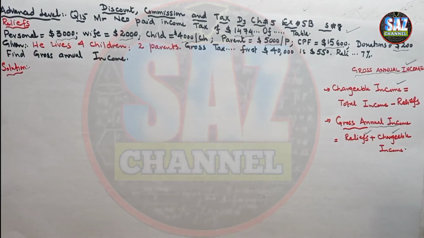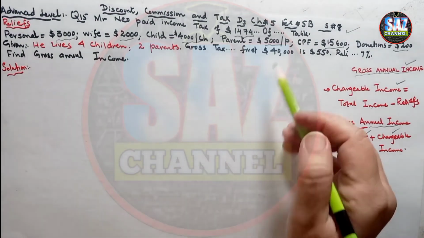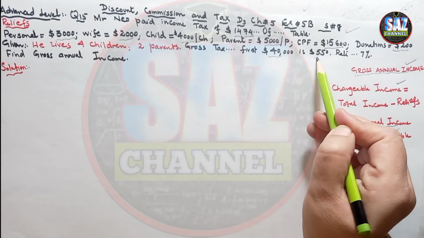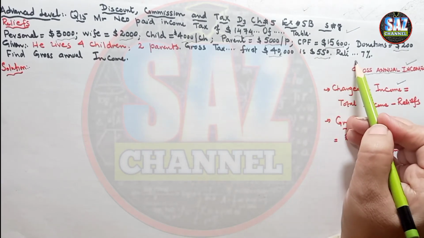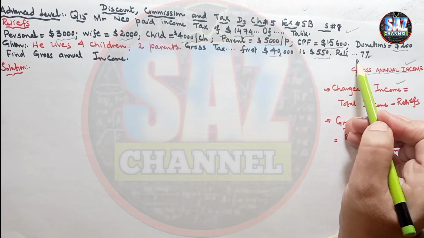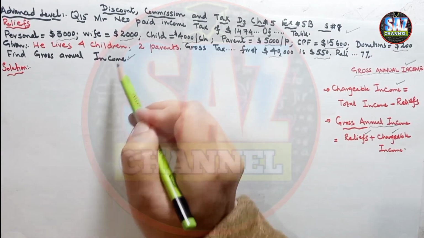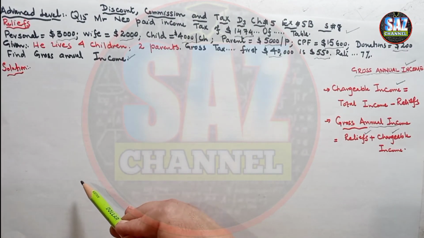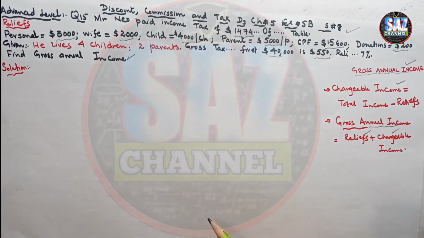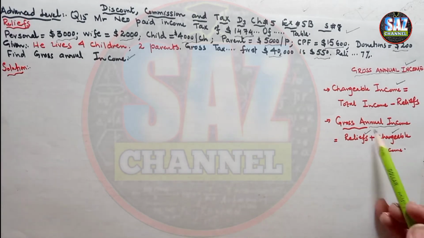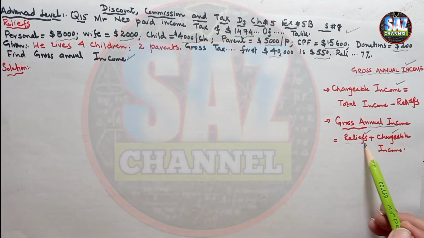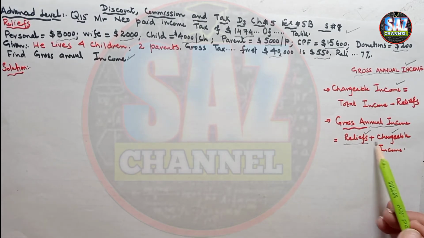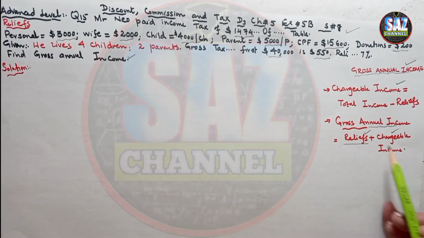The gross tax payable for first 40,000 is $550 and the rest is 7%. Find the gross annual income. We have to find the gross annual income. So first of all, we have to think about the formula that gross annual income is the sum of reliefs plus the chargeable income as well.